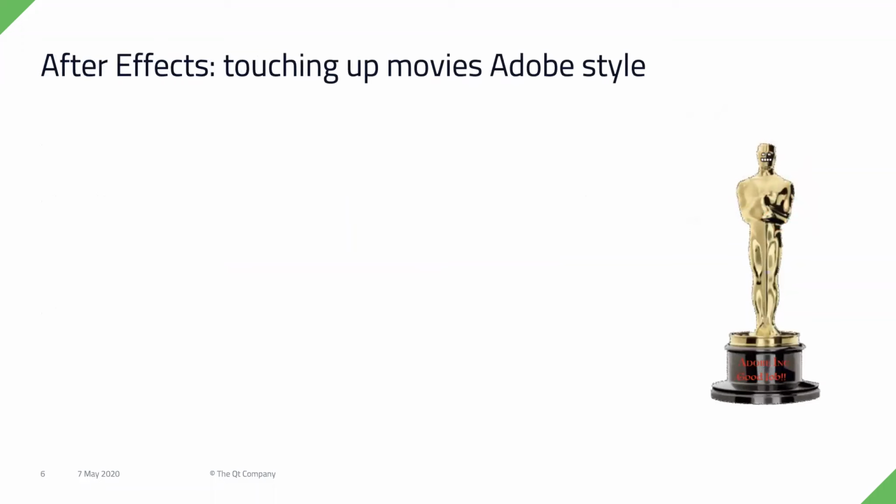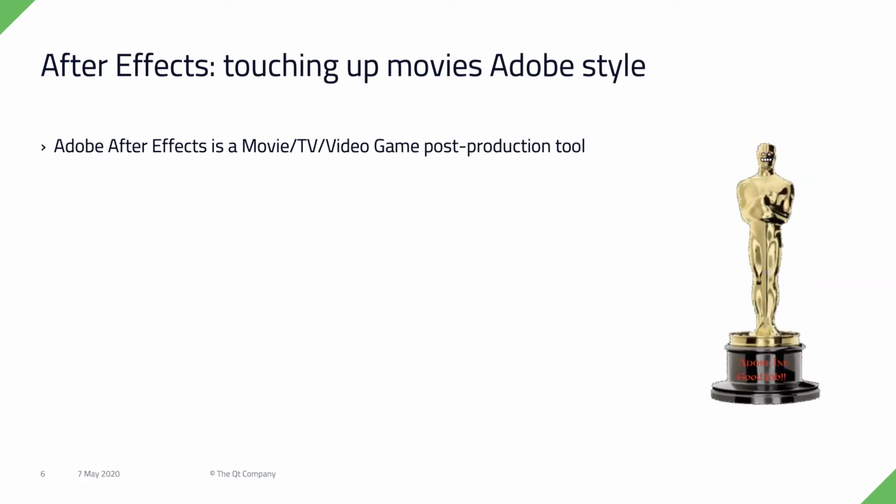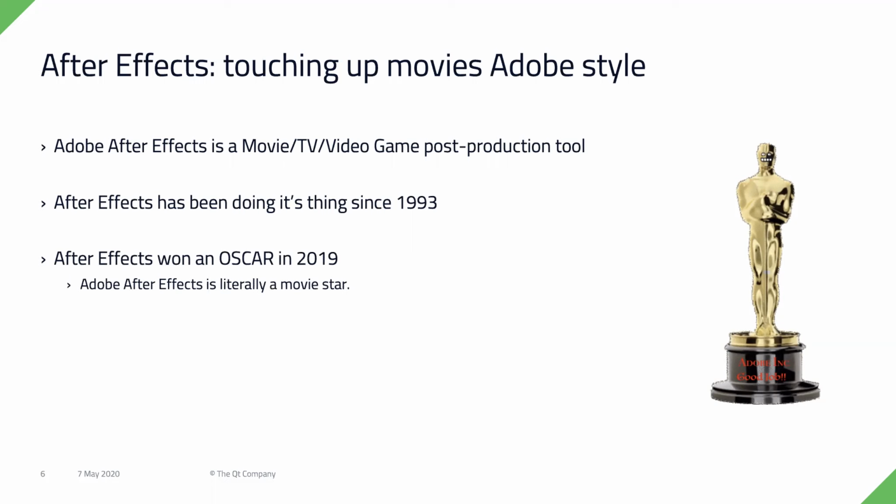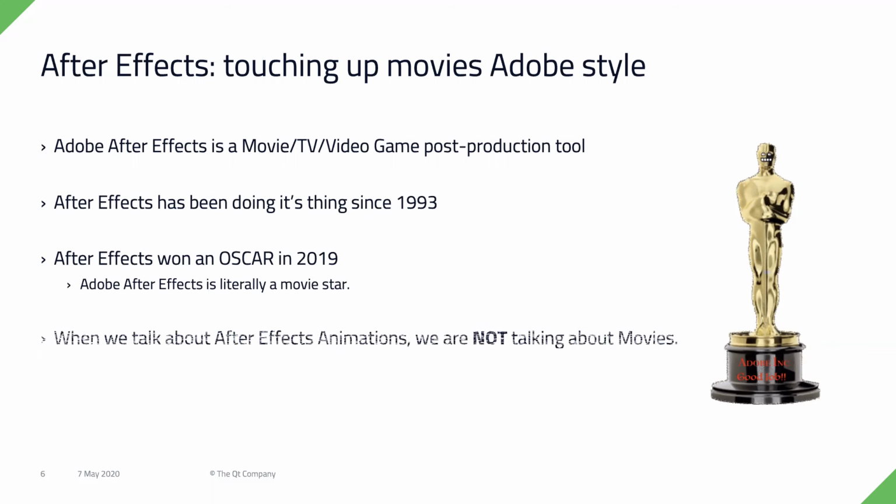Okay, so I don't know how familiar you are with After Effects. After Effects is a movie, TV, video game post-production tool used in the graphics industry and the video industry. It's been around since 1993, so it's not a brand new technology, but it's fairly mature by now. In fact, it's such a good tool and it's so well known that it actually won an Oscar in 2019. It's actually kind of a movie star in the software business. So if you're already using After Effects, then cool. If you're coming at this from the Qt programming side, then this is what After Effects is.